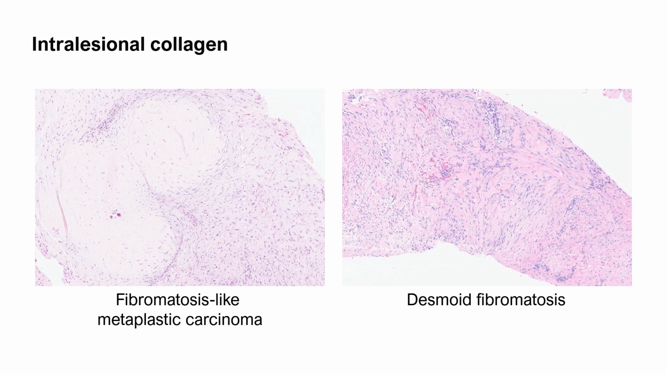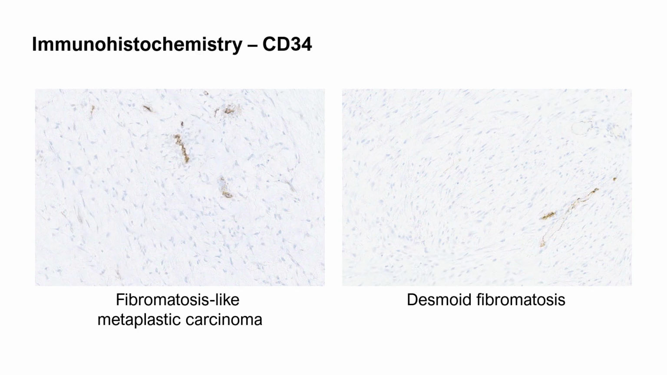Intralesional collagen is often more ropey in desmoid fibromatosis. However, you can certainly see prominent intralesional collagen in fibromatosis-like metaplastic carcinoma. And similar to the intralesional vessels, I would never use that as diagnostic evidence of either lesion. By immunohistochemistry, CD34 is negative in both lesions.